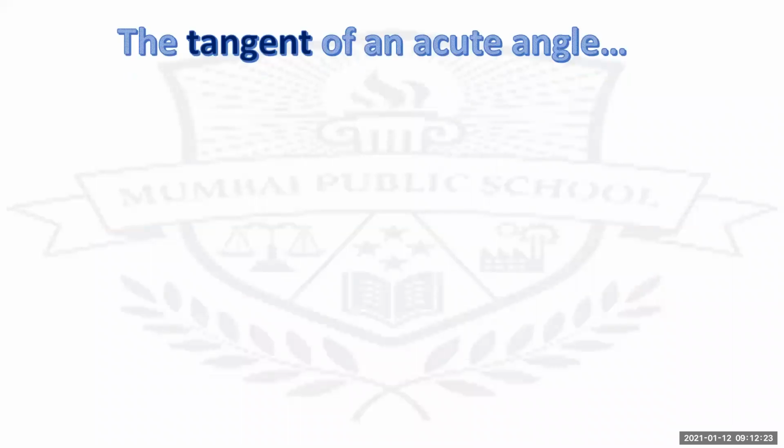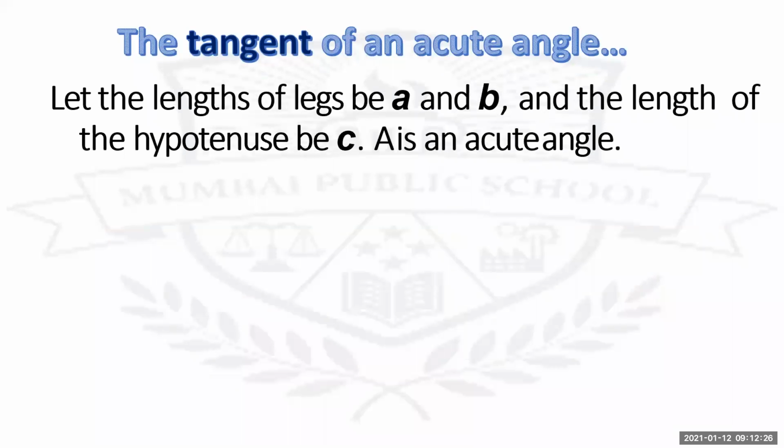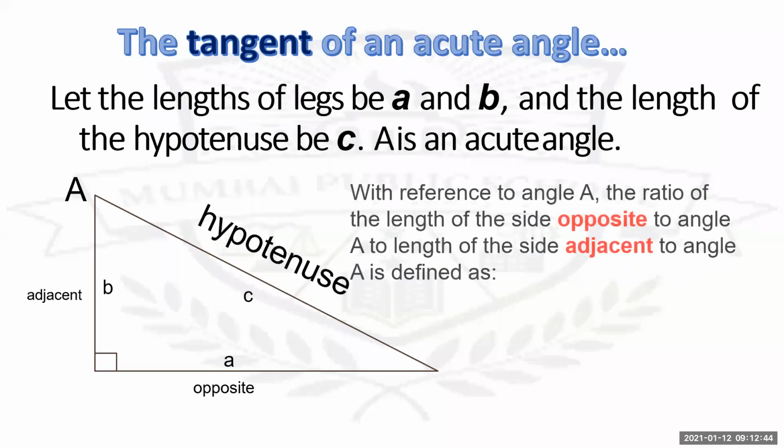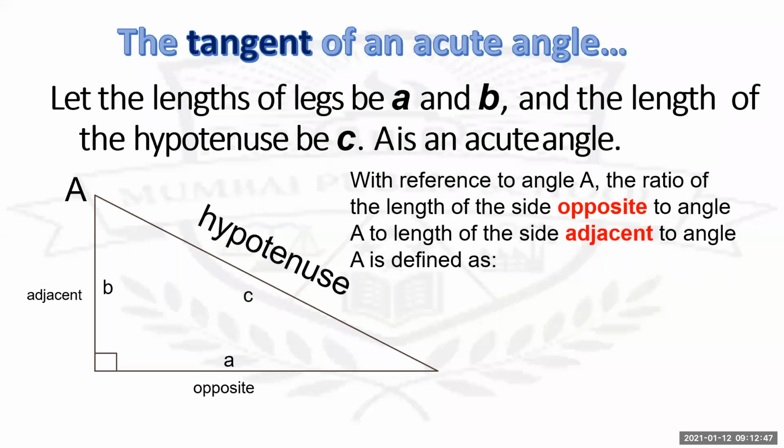We'll move to the tangent of an acute angle. Let the length of the legs be a and b and the length of the hypotenuse be c. A is an acute angle. So consider this to be the right angle triangle, A to be the acute angle, the length of the sides as a, b, c. Then you've got the adjacent side, opposite side, hypotenuse. Now with reference to angle A, the ratio of the length of the side opposite to angle A to the length of the side adjacent to angle A is defined as tangent A. So it is called tangent A, opposite upon adjacent.